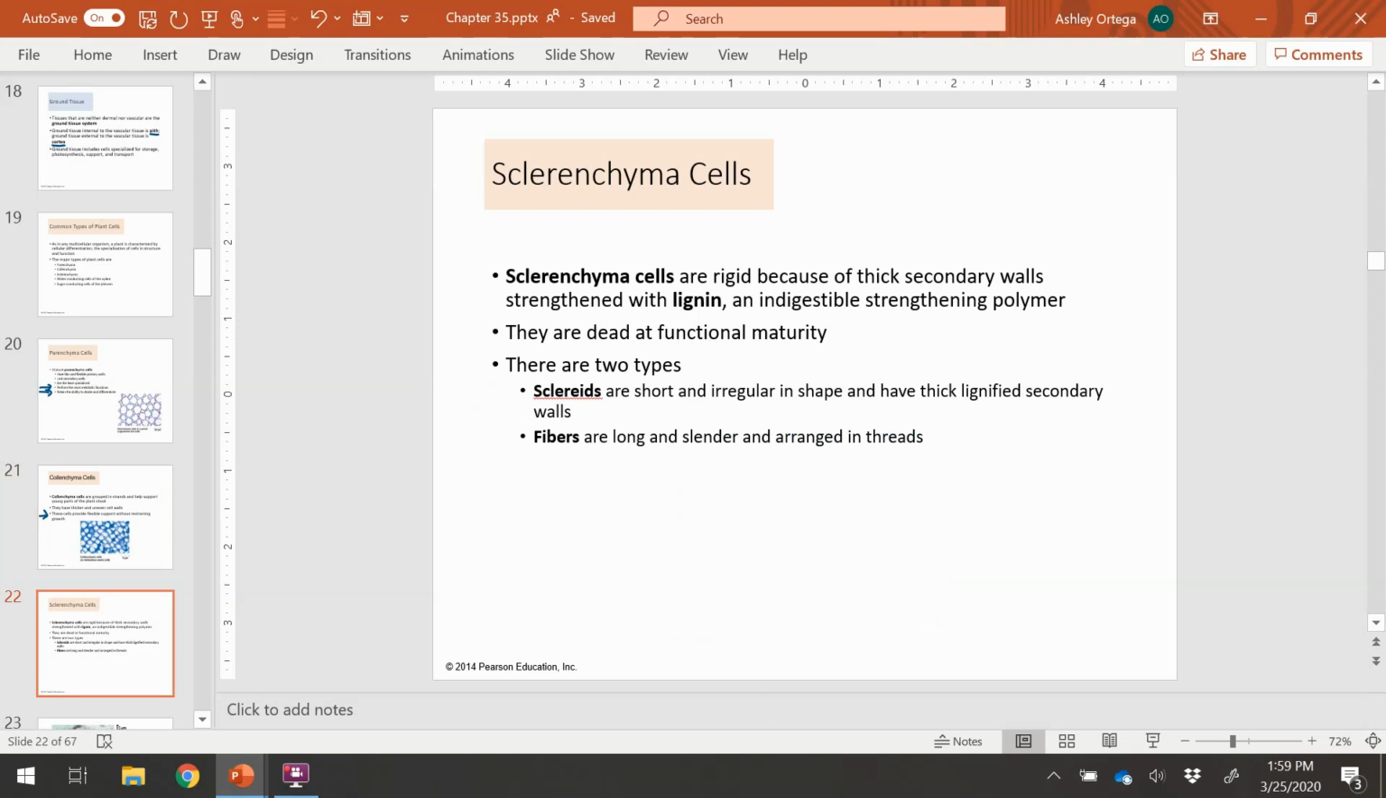The next type are the sclerenchyma cells. They are rigid and they are actually dead at maturity. And so this is good actually for these cells, because they will provide lots of support. They are found usually around either the stems or around vascular bundles. By having a rigid dead cell, it's going to help with support. Those cellulose fibers that stay behind are very strong, along with lignin, which is an indigestible strengthening polymer, which is right there, lignin.